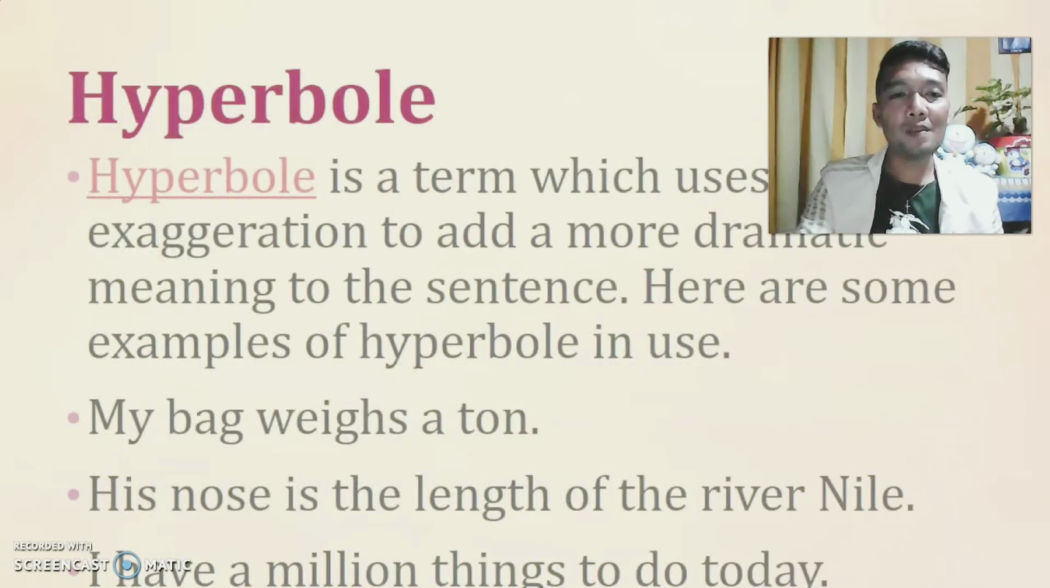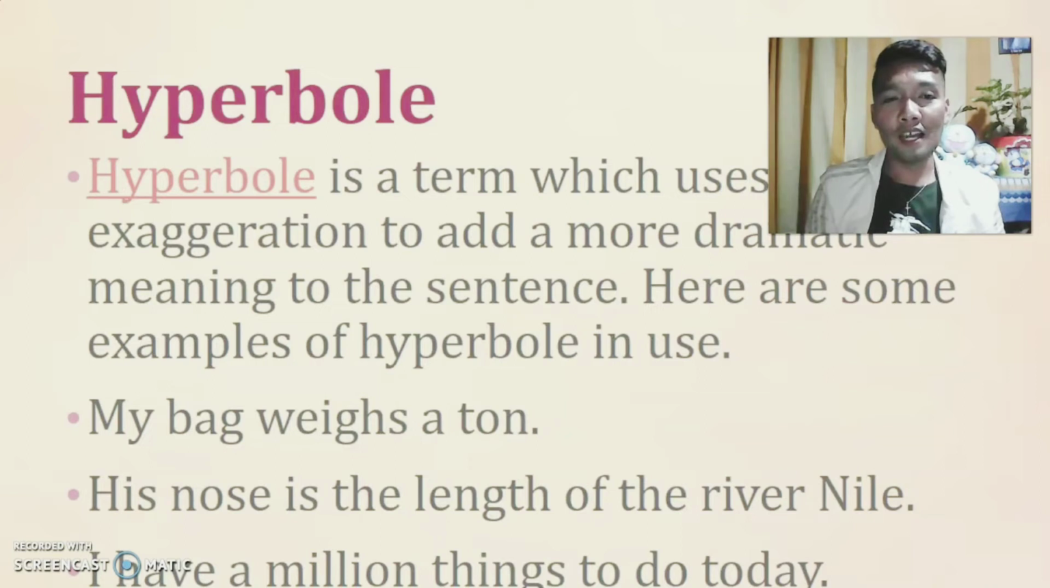Next, hyperbole. Hyperbole is a term which uses an exaggeration to add a more dramatic meaning to the sentence. And here are some examples of hyperbole in use. My bag weighs a ton. That is so exaggerated because your bag cannot actually weigh a ton, right? And next, his nose is the length of the river Nile. That is too exaggerated again, because a nose cannot actually be as long as the river Nile.